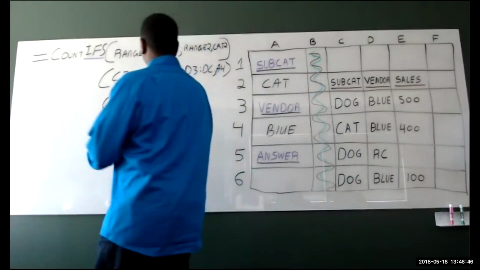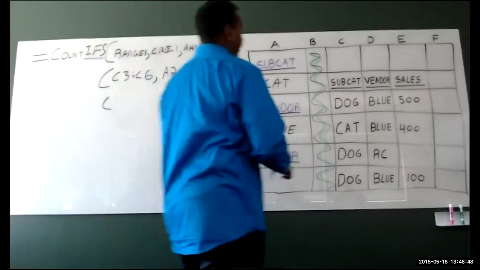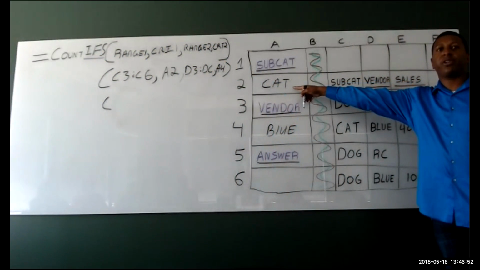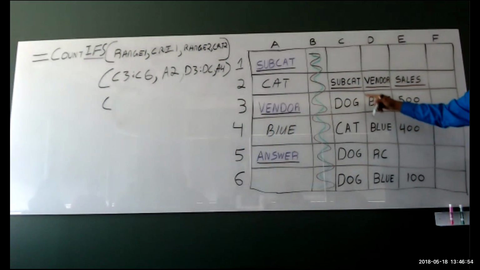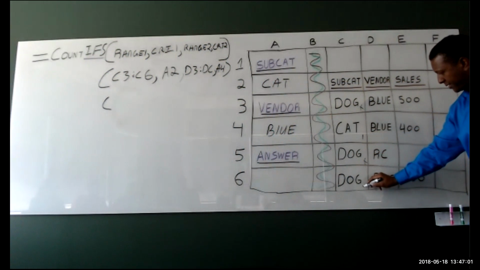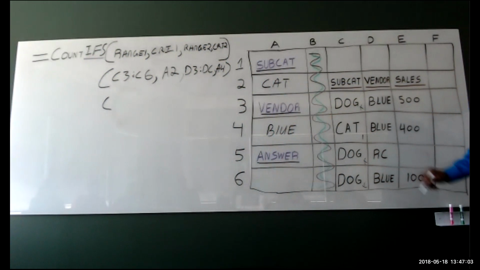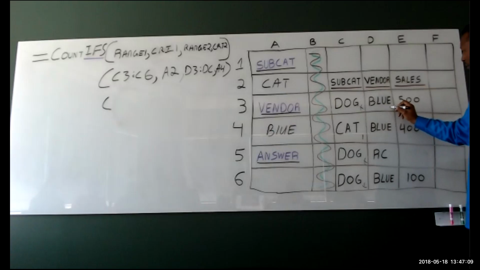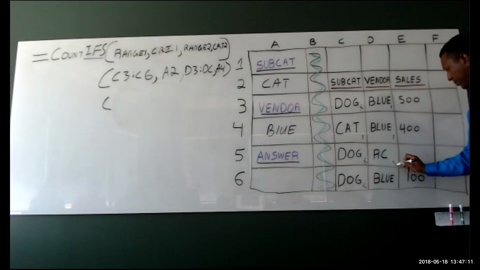So, let's count it out. In my reference cell, I'm referencing to find the word cat. So Excel is going to go through this list and go, this is not cat, this is cat, this is not cat, this is not cat, okay? Then it's gonna go to my second criteria, which is D, and look for the word blue. Okay, this is blue, this is blue, this is not blue, this is blue.